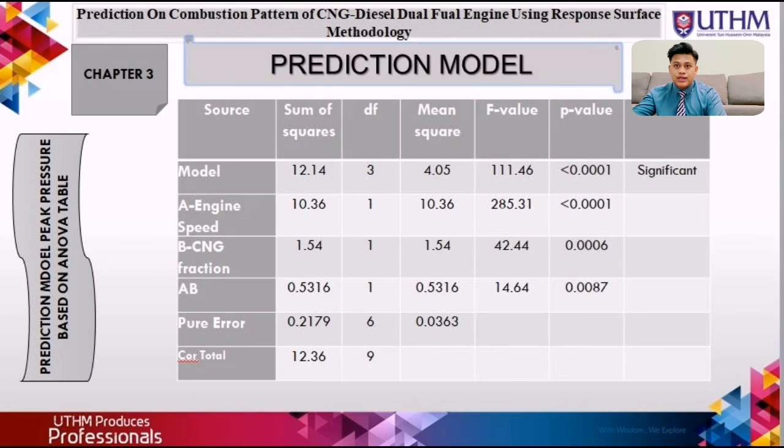The second prediction model is discussed in the ANOVA table. As we can see, the model F value of 111.46 implies the model is significant. There is only a 0.01% chance that an F value this large could occur due to noise. The predicted R squared of 0.9318 is in reasonable agreement with the adjusted R squared of 0.9736. The difference is less than 0.2. Adequate precision for the PP model is 23.888, which indicates an adequate signal. This model can be used to navigate the design space. Standard deviation, mean and CV percent are 0.1906, 9.36, and 2.04.